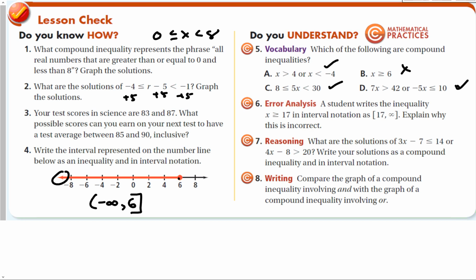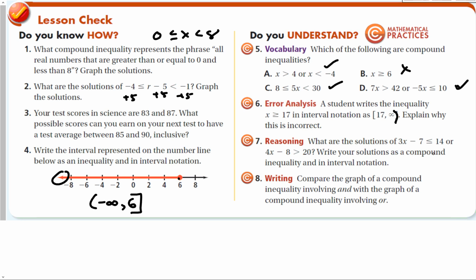A student writes the inequality x is greater than 17 in interval notation as [17, infinity). Why is that not true? Because the bracket indicates a specific number as part of it. So there's the part that's not true. We can only have parentheses for infinity. The symbol infinity means numbers continue without end. Always parentheses with infinity.